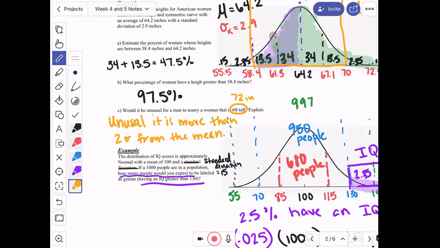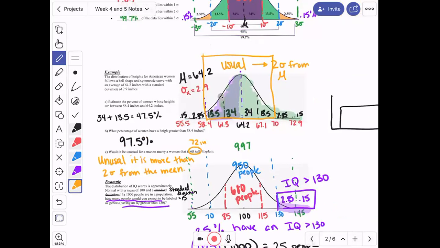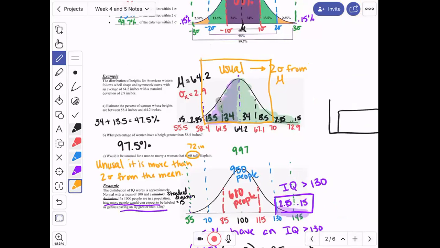So if I want to decide whether something is usual or unusual, I'm going to look at the standard deviation and the mean. If you're more than 2 standard deviations away from the mean, it's unusual. If it's less than 2 standard deviations, it's usual. Got that? So this is the empirical rule. This is one application of the standard deviation. This is one way we use standard deviation.